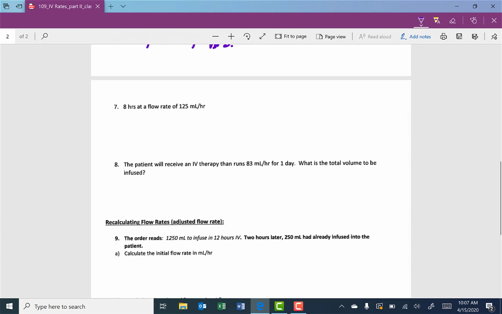Eight hours at a flow rate of 125 milliliters per hour. 8 hours over 1 times hours here, milliliters here, 125 over 1, and we end up with 8 times 125 equals 1,000 milliliters. So it would take 8 hours for 1,000 milliliters to be infused in somebody if it's going in at 125 milliliters per hour.